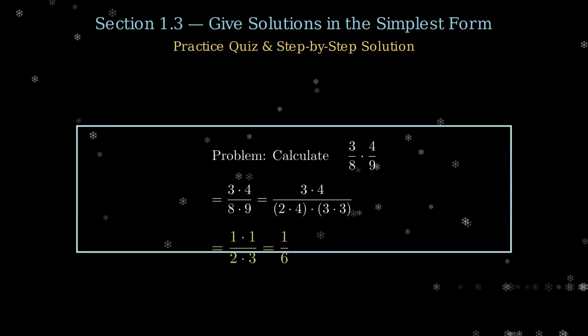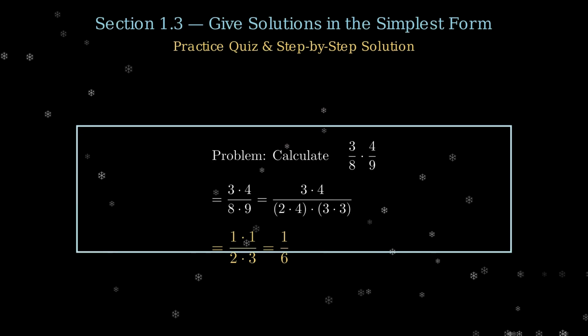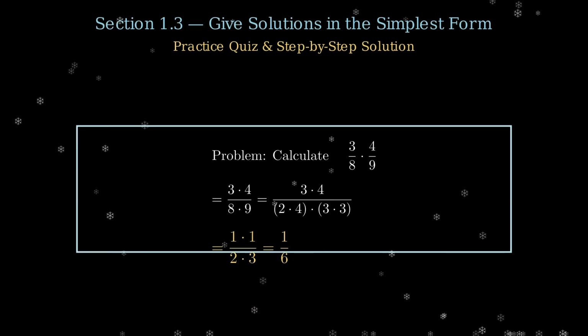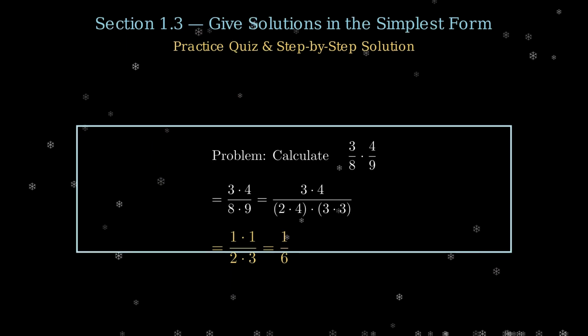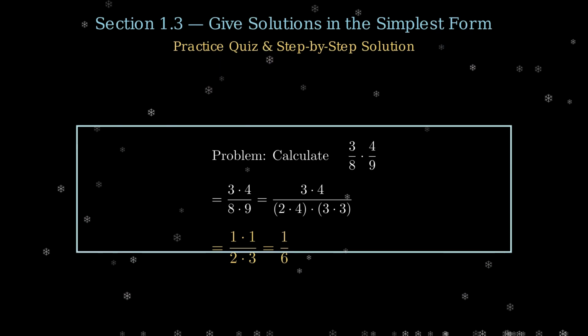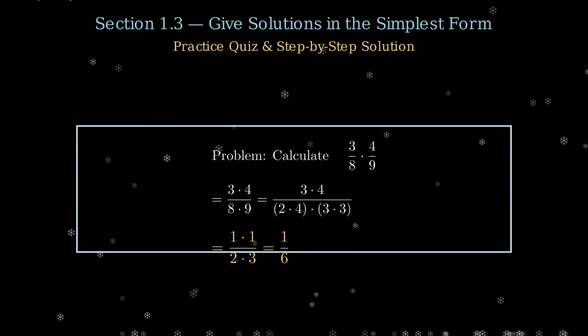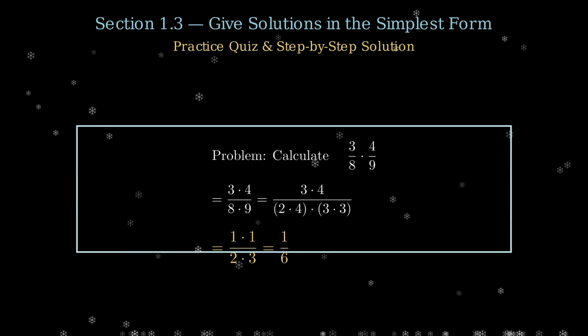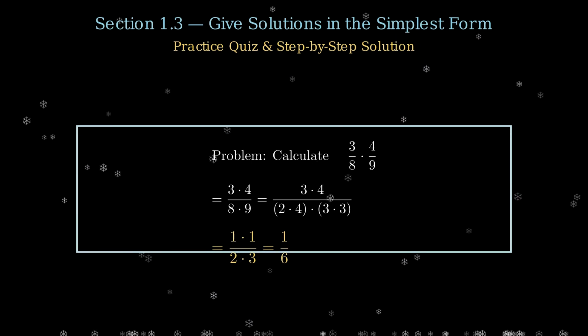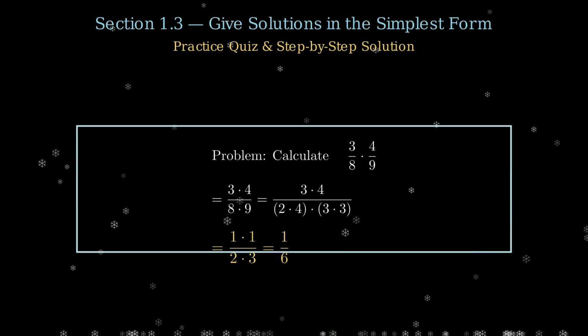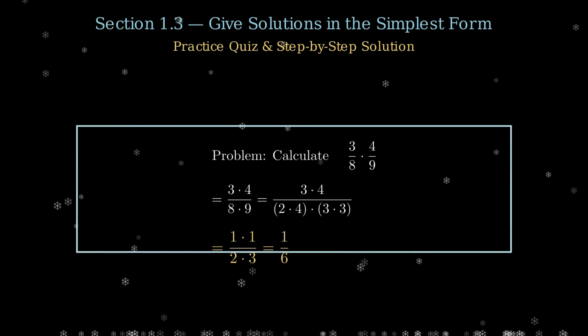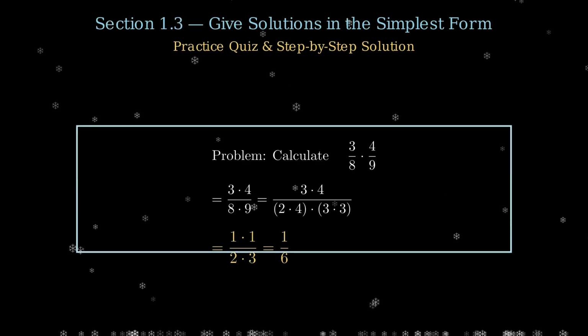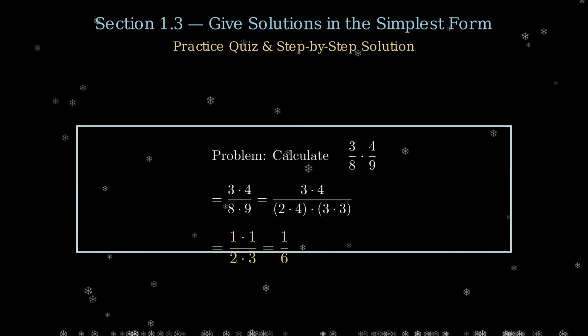Instead of multiplying straight across to get large numbers, let's factor first. Notice that 4 and 8 share a common factor of 4, and 3 and 9 share a common factor of 3. By canceling out these common factors before computing, the expression beautifully reduces. We are left with 1 times 1 on top and 2 times 3 on the bottom. Our final simplified answer is 1 over 6.